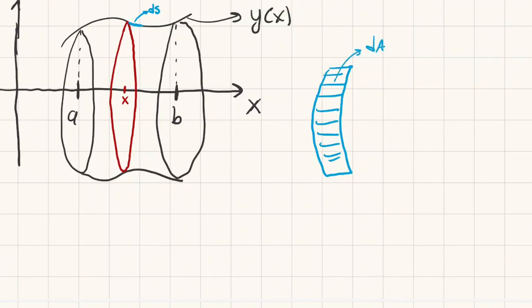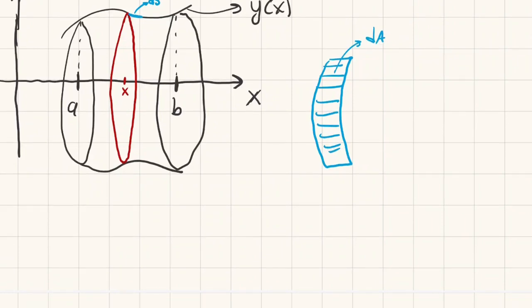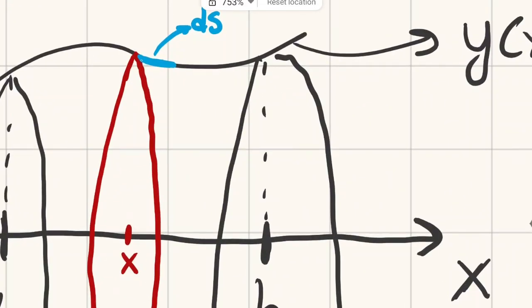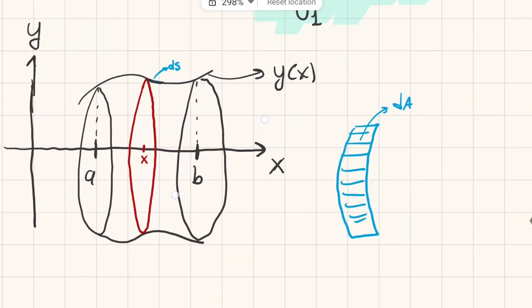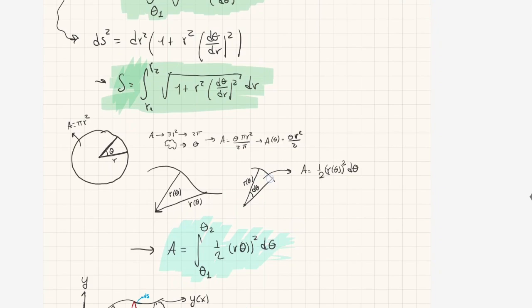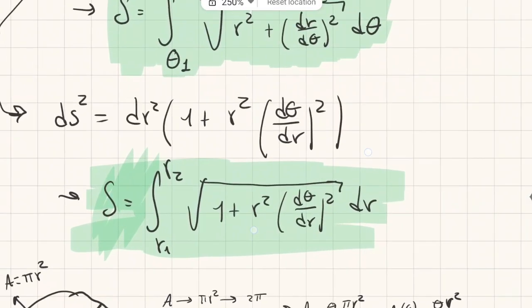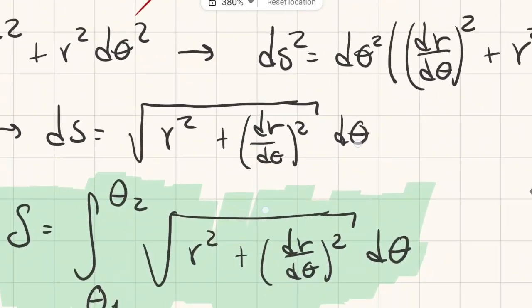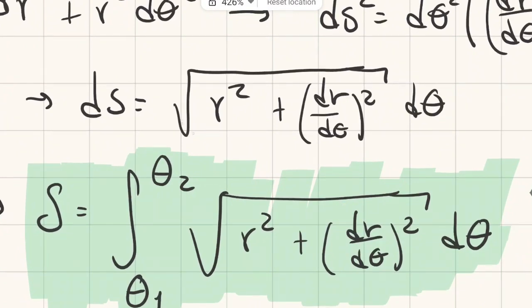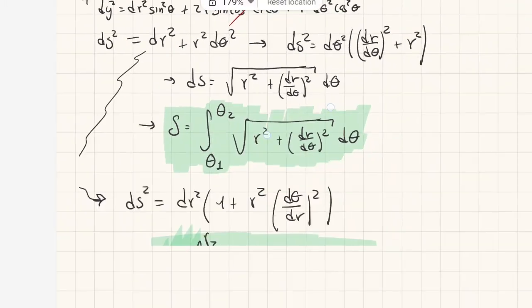Okay, perfect. So in polar coordinates, we have seen that we can define a differential element of the curve as, let me recall, it is in this manner, right? ds equals the square root of r squared plus the derivative of r squared times d theta.